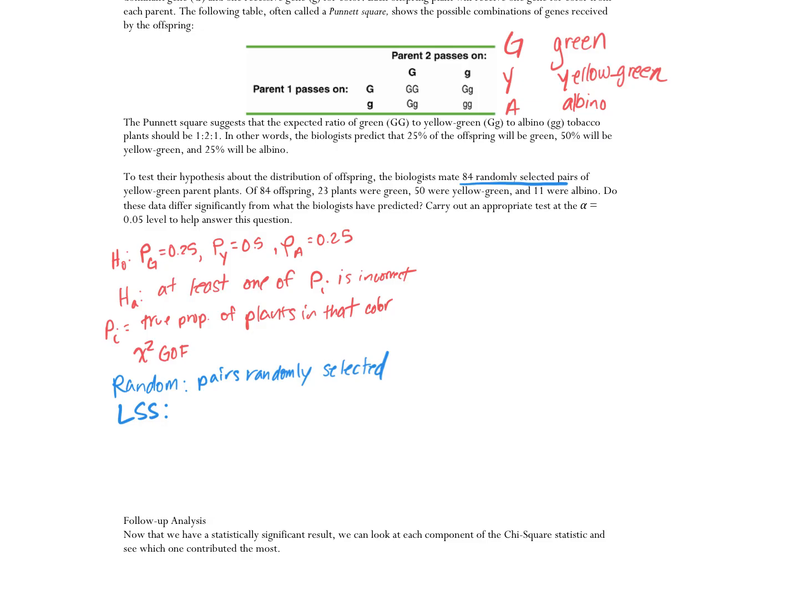For that large sample size, we would need to figure out what my expected counts of each are. For the green, it would be 0.25 times 80. For the yellow-green, 0.5 times 80. Albino, 0.25 times 80. You get 20, 40, 20. Those are all greater than or equal to 5.